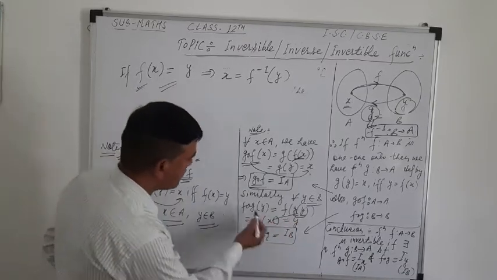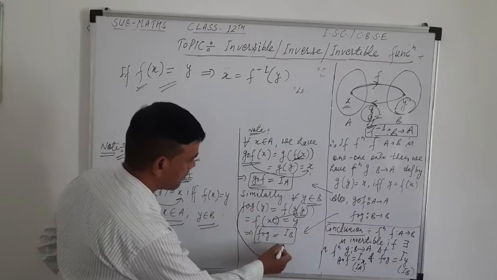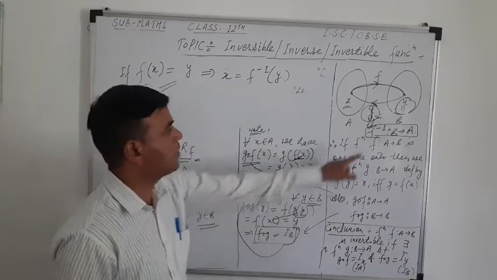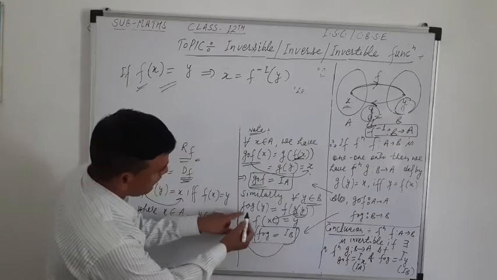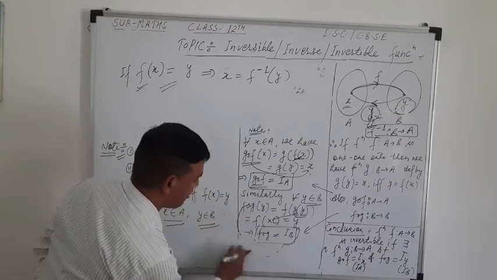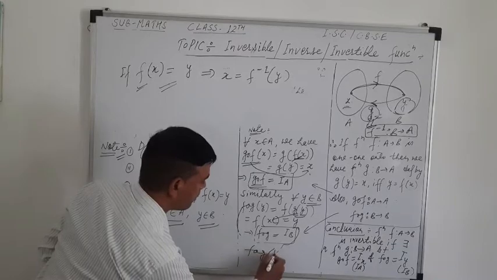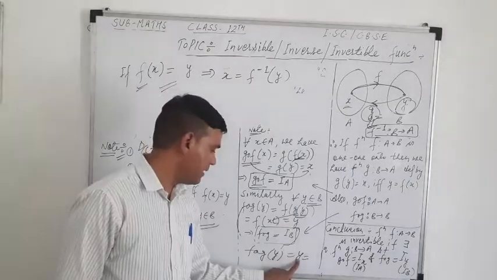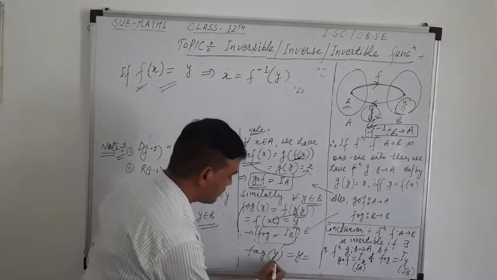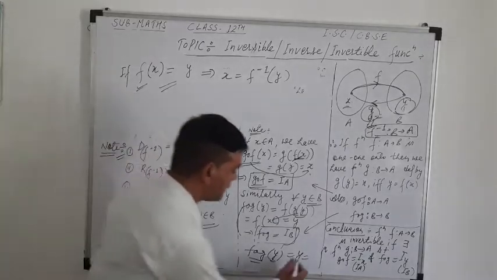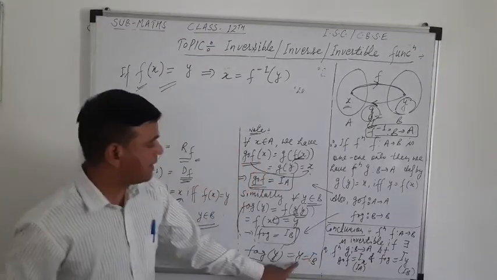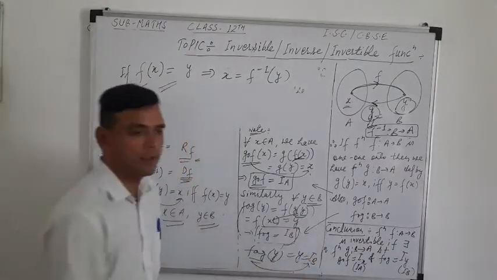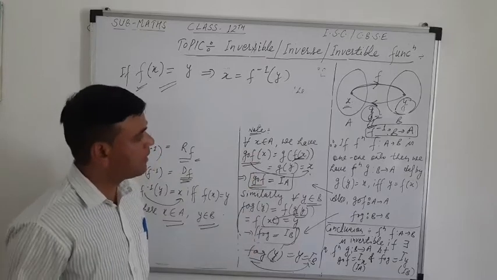It means we are getting fog(y) is equal to y, and y is an element of set B. It means the image of y is y, and the function acting on this y is fog itself, so this is nothing but the identity function on set B. It means fog is equal to the identity function IB.